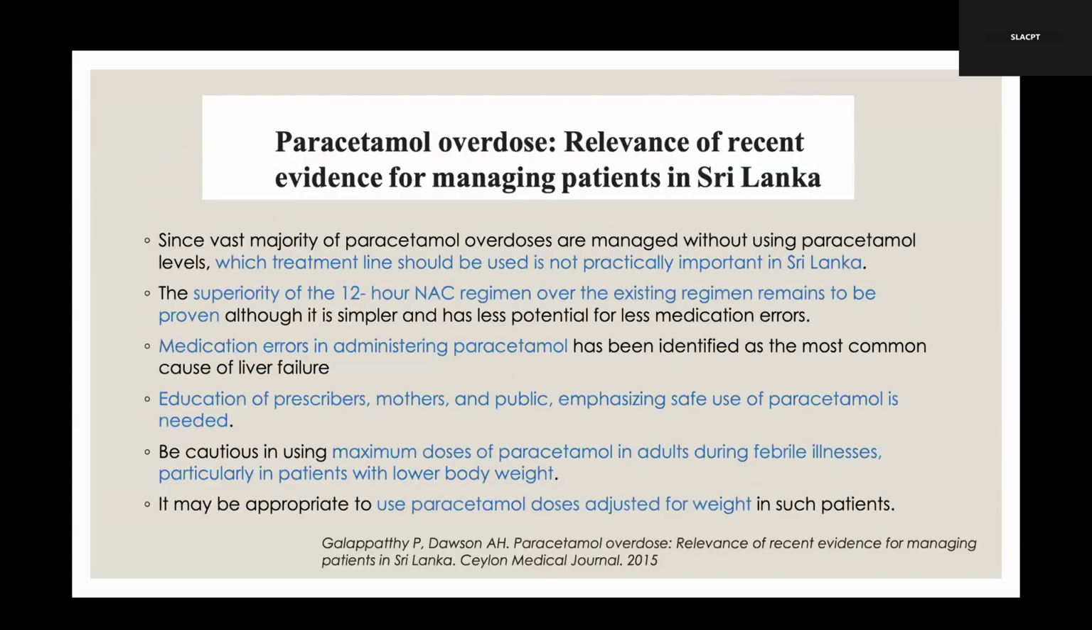co-administration with other drugs. In 2015, I wrote this article with Professor Andrew Dawson on the relevance of recent evidence for managing patients in Sri Lanka. Most of these are still applicable with few changes. We still don't have paracetamol levels to guide our treatment. And at that time, the 12-hour SNAP regime was used, but now we are using the 20-hour one.